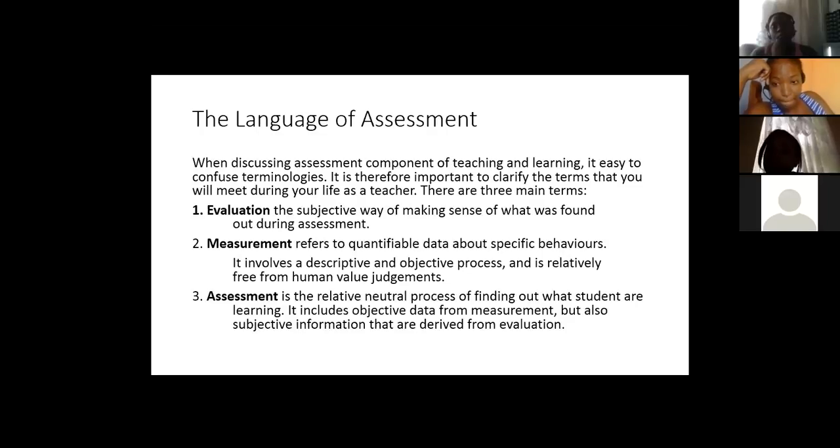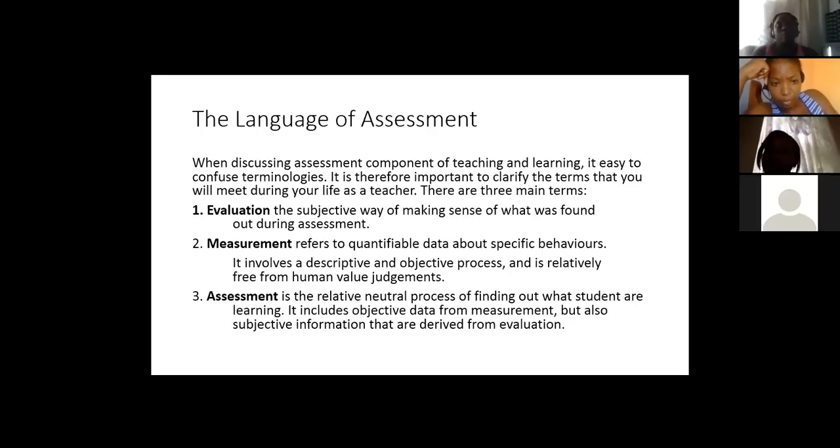Okay, I think we have some gray areas here. The statement is, evaluation is a subjective way of making sense of what was found out during assessment, all right? Whose assessment? Because that's the thing. Student assessment, yes. So would it be the assessment?